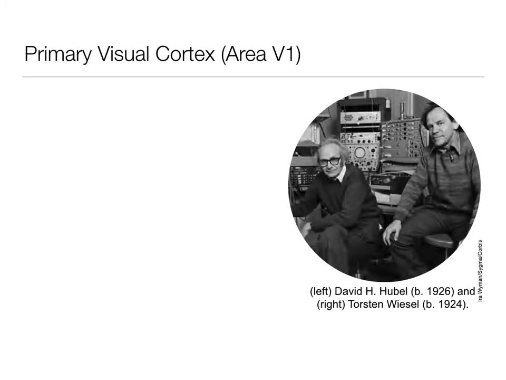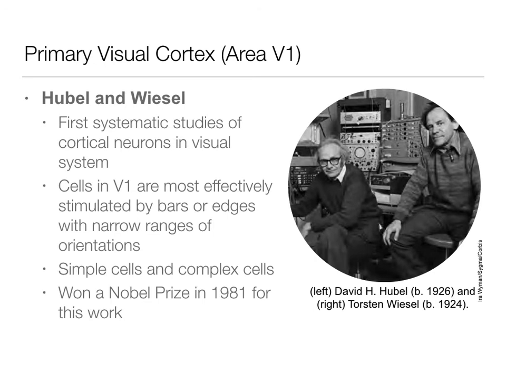A lot of this research comes out of the researchers Hubel and Wiesel, and they really did the first systematic studies of cortical neurons. And like most scientific discoveries, they found some of this by accident. They thought that they were looking for one thing, and just by accident, they found that these cells were actually responding better to edges. They found that the cells are most effectively stimulated by bars or edges with really narrow ranges of orientation. And when we say orientation, we're talking about the angle at which this bar is placed. So is it a straight line that goes just from left to right, or is it an angle?